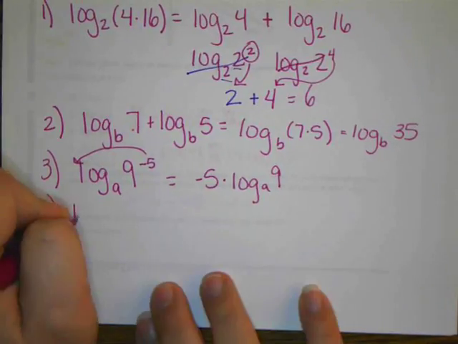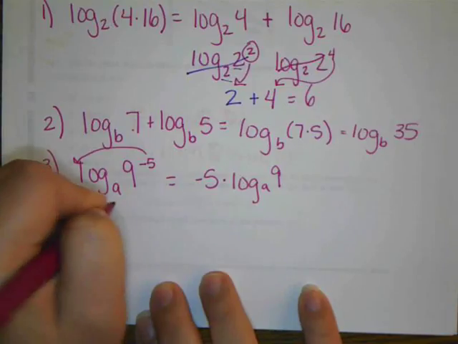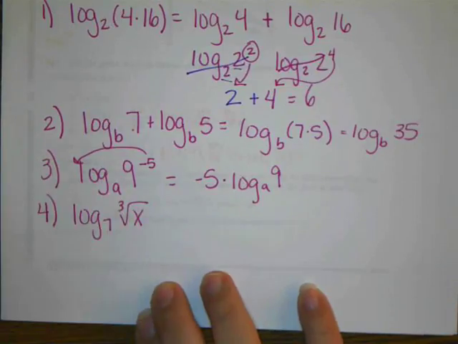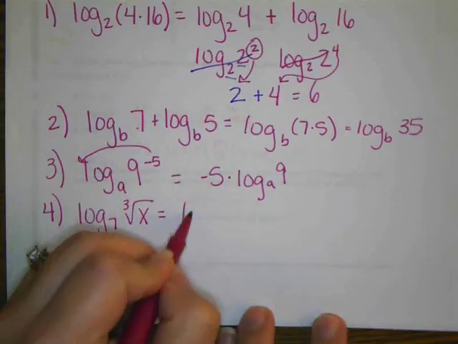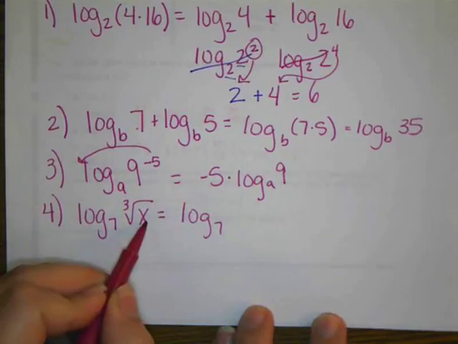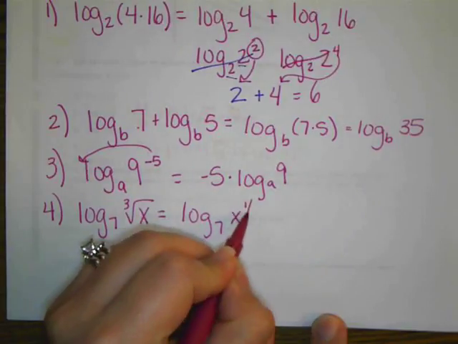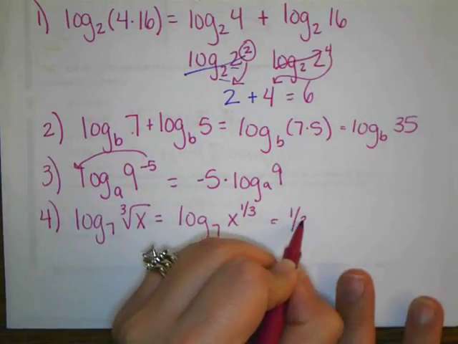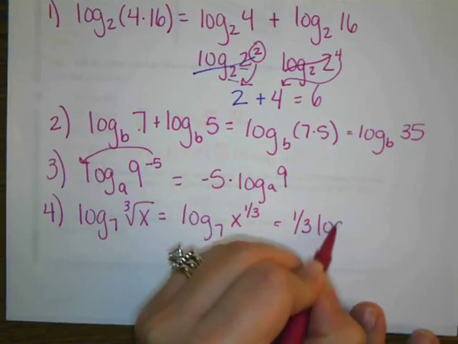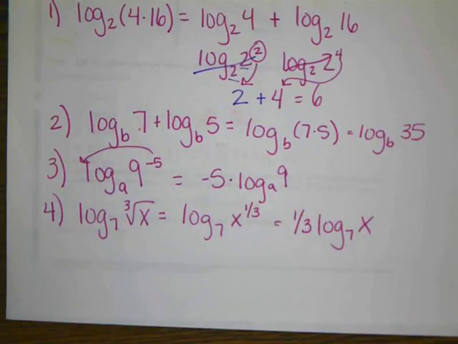Number 4, log base 7 of cube root of x. Well, that's log base 7. Cube root of x is also x to the 1/3, if you recall back from our exponent chapter. And now that you have an exponent, this problem is just like number 3, where you can move it out front. And you get 1/3 times log base 7 of x.